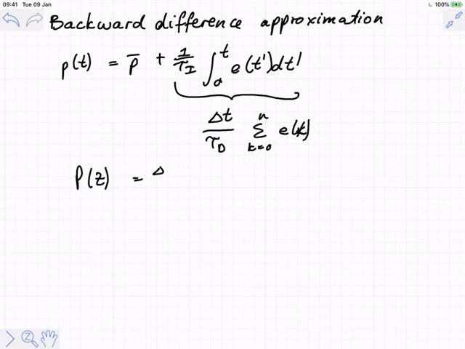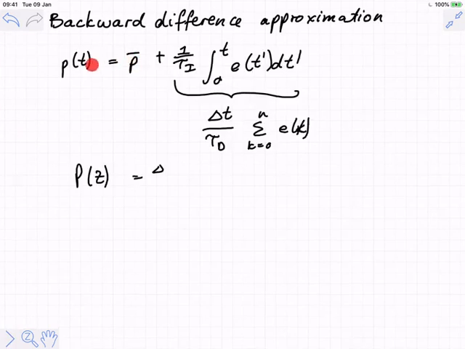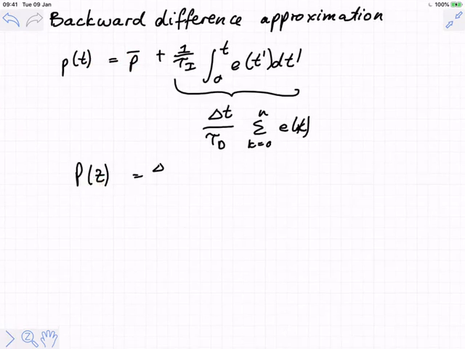Remember that we are working in deviation variables, so we can write that on the other side in order to get Pz. And we end up with an expression like this.